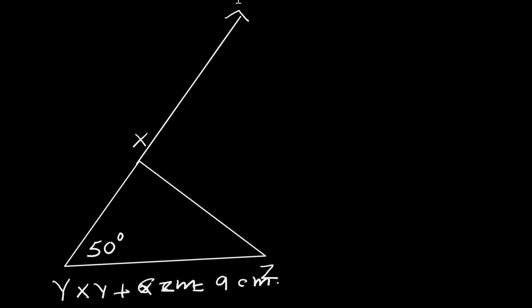In this case, consider X as center and with radius equal to XZ, draw an arc intersecting ray YX at point W. And then join.